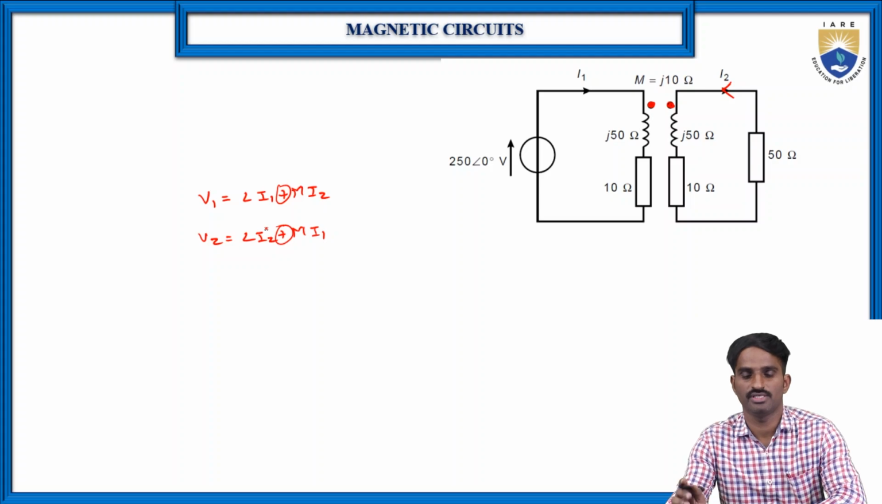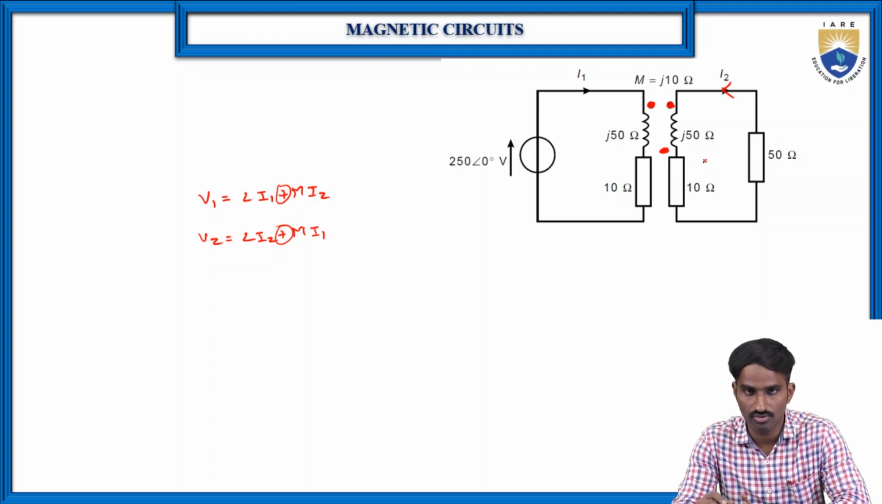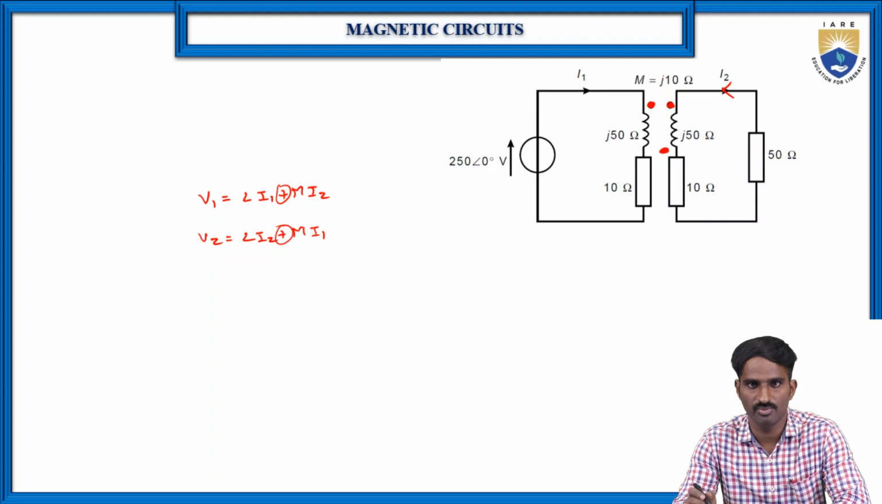That is what we should understand, because in the previous cases we only discussed that if the two dots are at the same location then you will get positive, and if one dot is here and another dot there, then you will get negative. But here it is not like that. Not just the dots: you have to analyze whether the current in the two circuits is entering the same terminal or not. Based on that, the sign of the mutual inductance will depend.